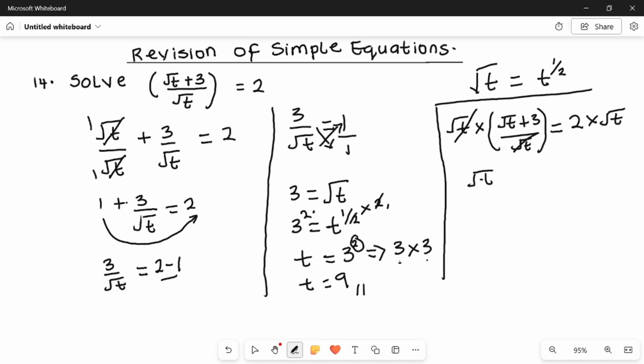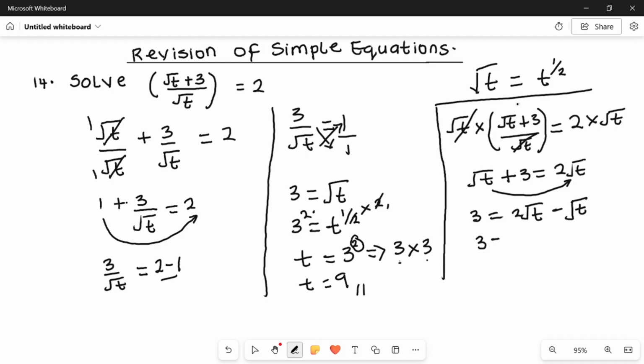So we're left with the square root of t plus 3 is equal to 2 root t. If we take t to this other side, it becomes negative. So we'll have that 3 is equal to 2 root t minus root t. Minus root t is the same thing as 1 root t, right? So 2 minus 1 will give you 1.